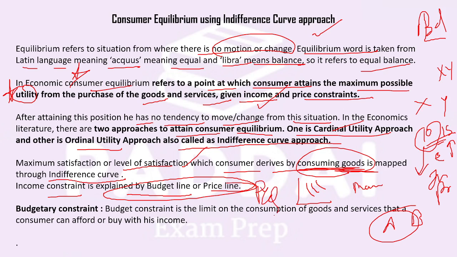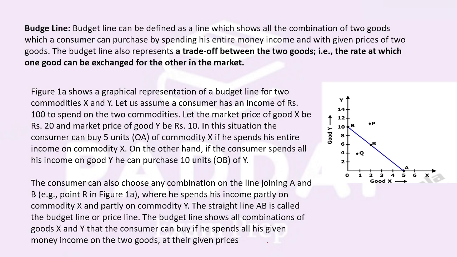Now this is a PYQ asked in exam. What do you mean by budgetary constraint? Budgetary constraint is the limit of consumption of goods and services a consumer can afford or buy with his income. I can buy 10 X and 20 Y. I am not able to buy 20 X and 30 Y. This combination of goods I am not able to purchase because I have a budget constraint. So this is called a budgetary constraint.